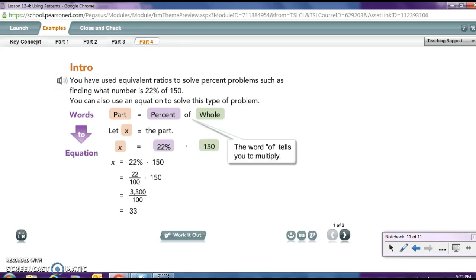You have used equivalent ratios to solve percent problems. What number is 22% of 150? Another way to solve this problem is to use an equation. Using either method, the solution is the same. 33 is 22% of 150.